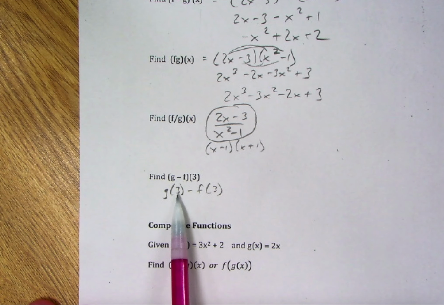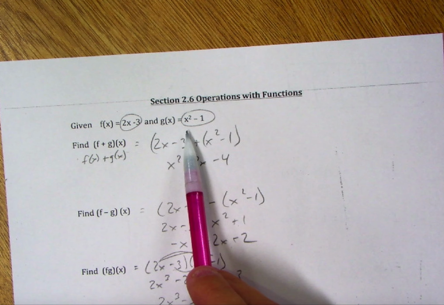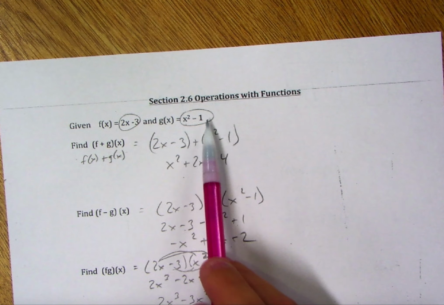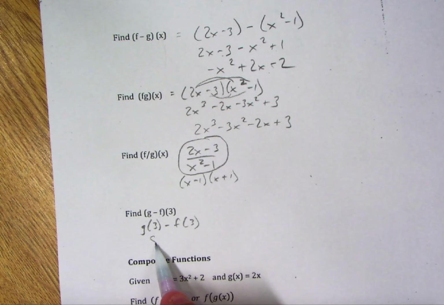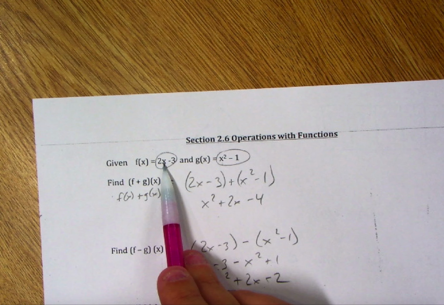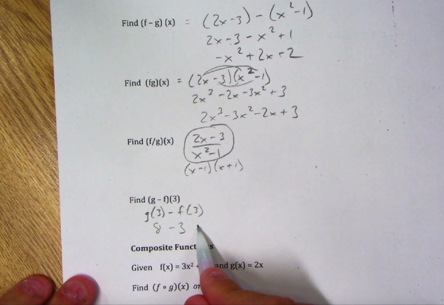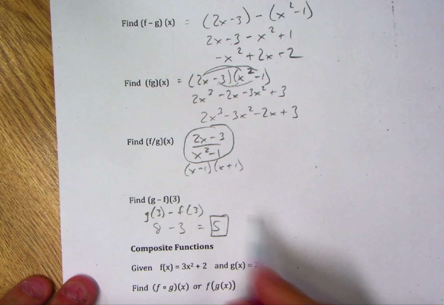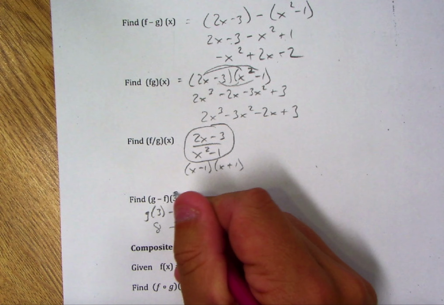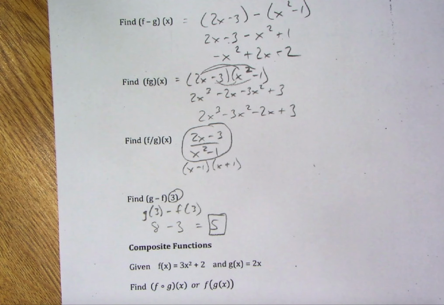So g of 3 means I go to the g function and I put 3 in for x. So 9 minus 1 is 8. So g of 3 is 8. f of 3 means plug 3 into the f function. So 6 minus 3 is 3. So 8 minus 3 is 5. Notice all the other ones had x's left over, but this one, since there's a number there, be careful, that means plug 3 in.